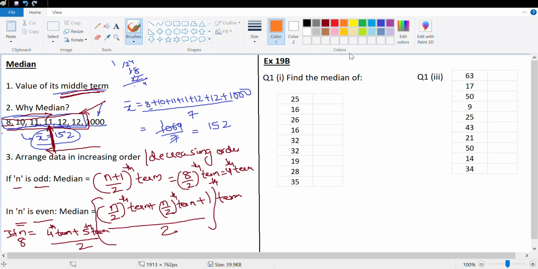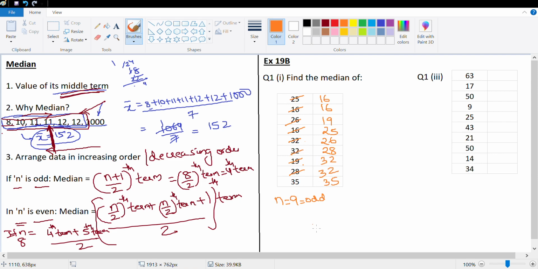Let's look at the first one, which is question number 1, part 1. It says find the median of these 1, 2, 3, 4, 5, 6, 7, 8, 9 values. In this case, n is 9, which is odd. Let's first put it in ascending order. The lowest number here is 16. We have one more 16. Next is 19. Next we have 25. Next we have 26. Next we have 28. Then we have 32 and 32. And in the end we have 35.